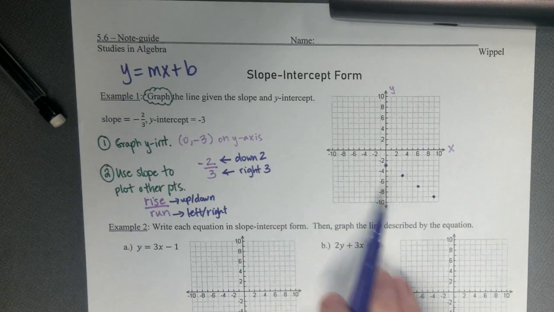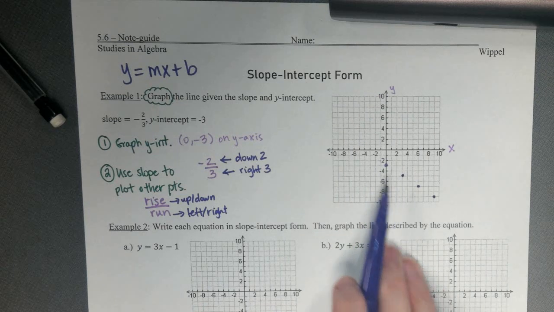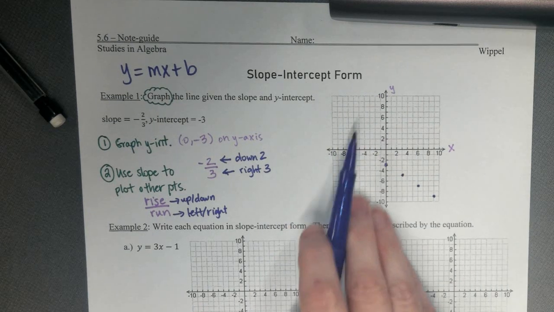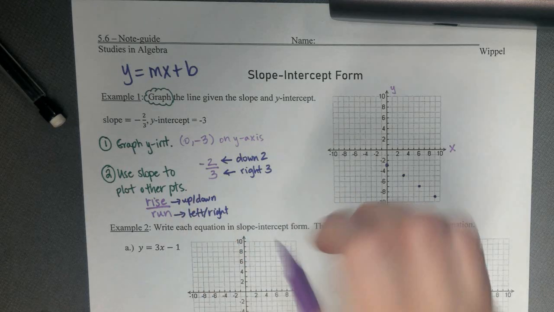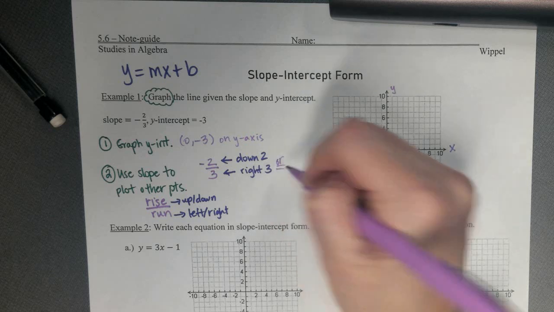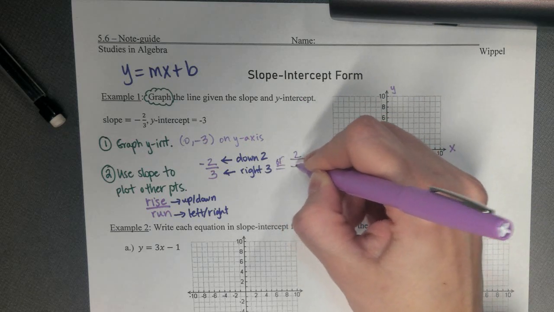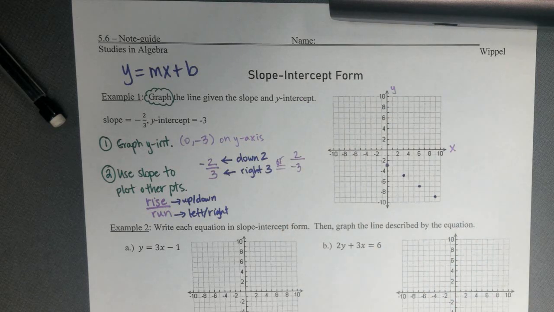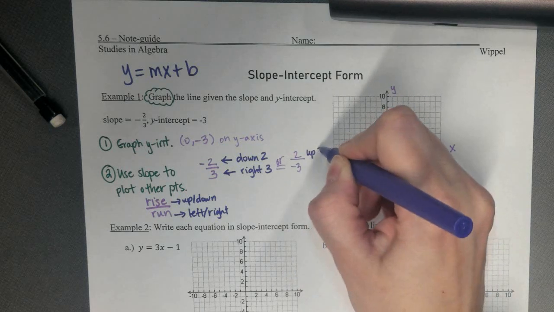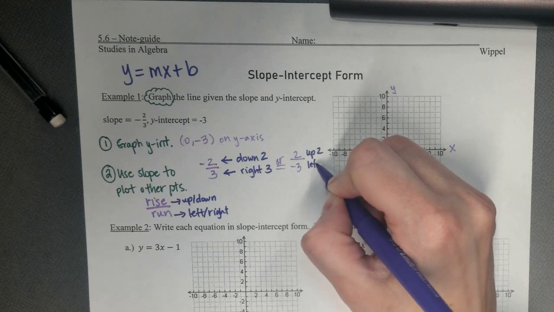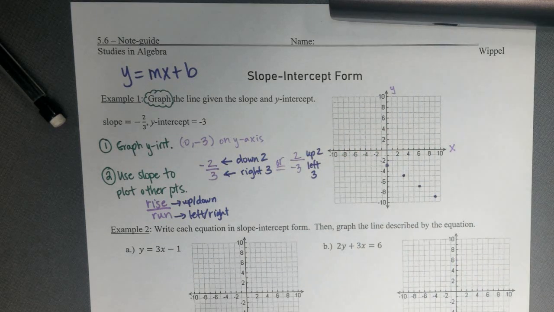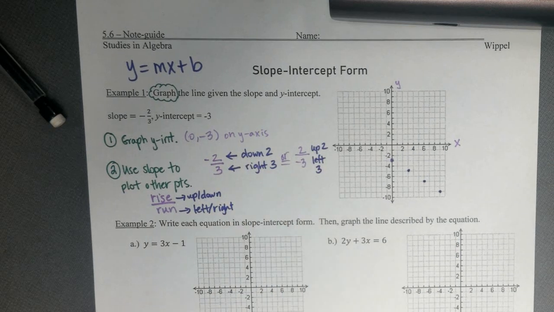Okay, now notice this is only part of the graph. To figure out where the points are here, if it's a negative, you can also apply the negative to the top instead. You can do a +2 over a -3. And that means that you can go up 2 and you can go left 3. So you basically just reverse it.